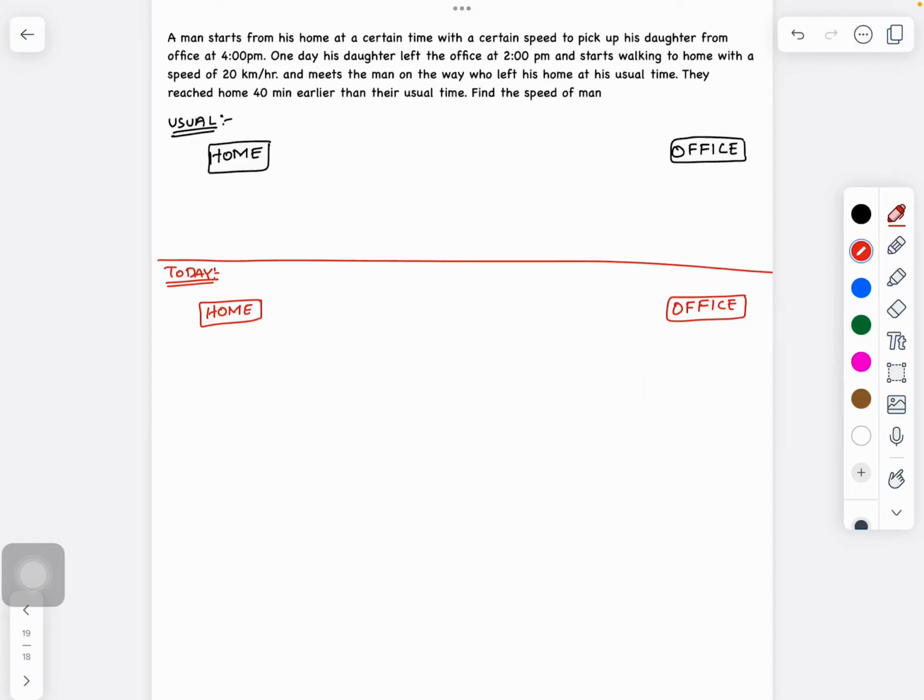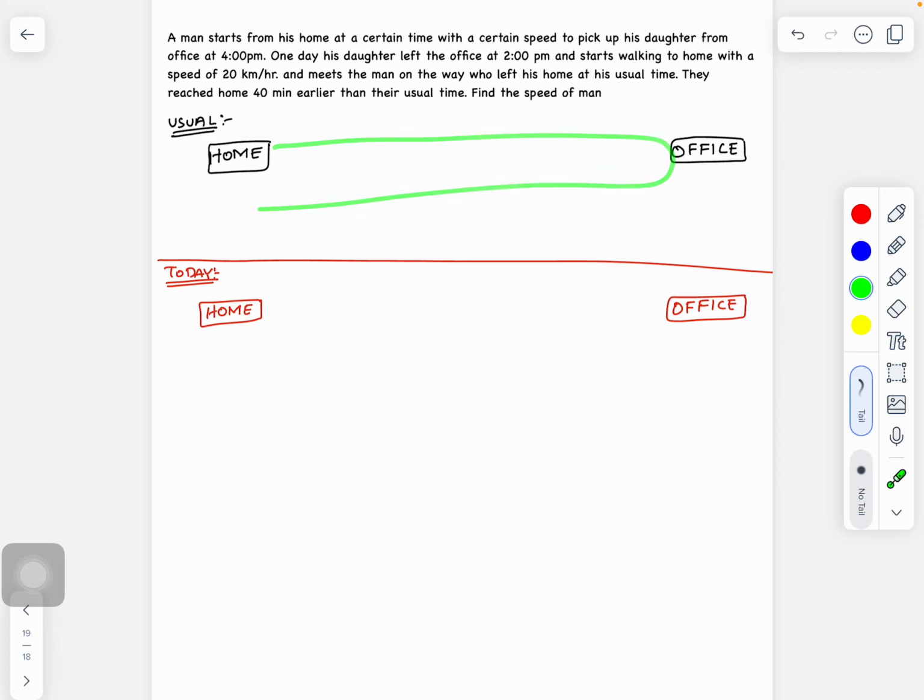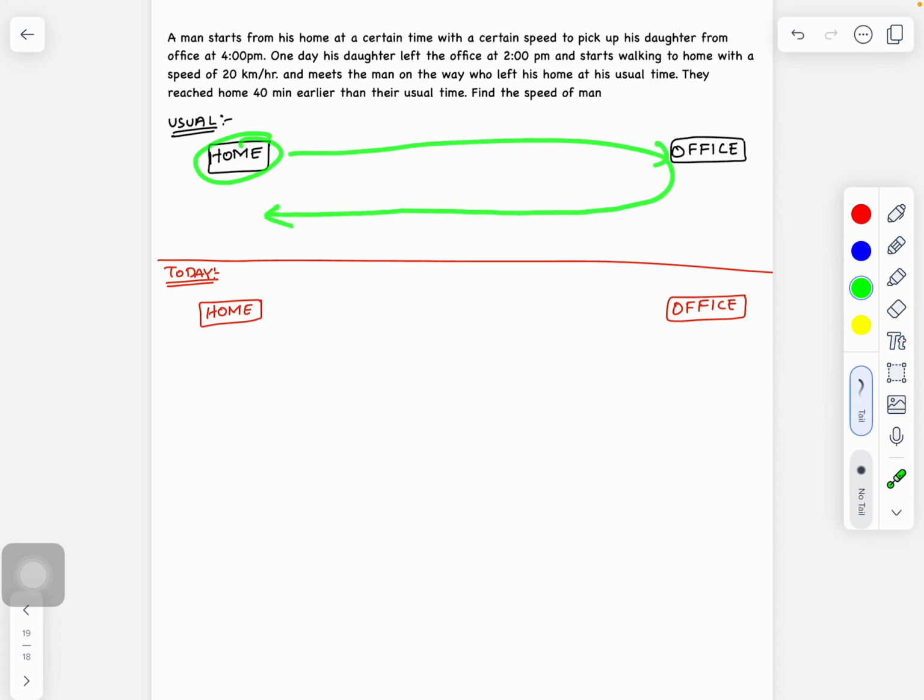So the question goes like this: a man starts from home at a certain time with a certain speed to pick up his daughter from office at 4 p.m. So he starts from his home at some time, goes to office at 4 p.m. so as to pick up his daughter, and this is what he usually does. And he comes back. He starts at some time, goes to office, picks up the daughter at 4 p.m. and comes back home. So this is the usual schedule.